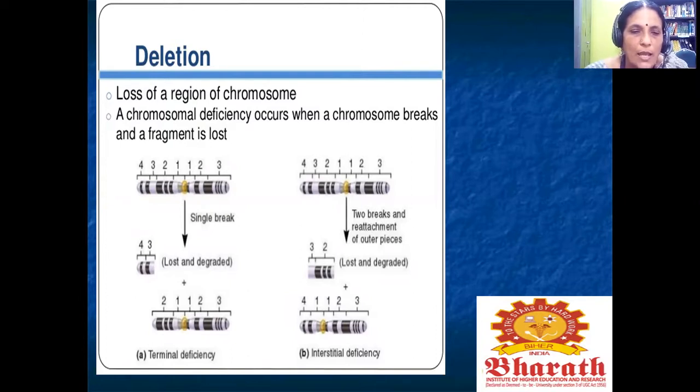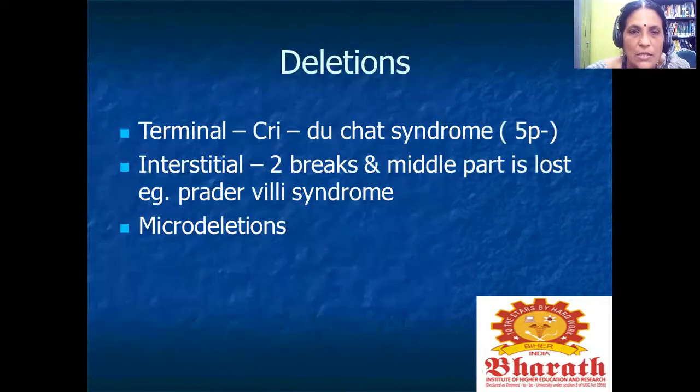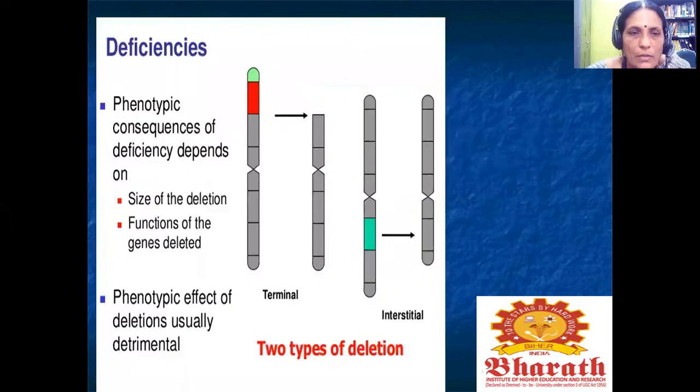First, the picture A shows the terminal deficiency. In the chromosome, a single break occurs, and the loss and degradation produce the terminal deficiency. In the case of interstitial, there are two breaks and reattachment of the outer pieces, so loss and degradation produce an interstitial deficiency. Terminal deletion occurs at the terminal and produces Cri-du-chat syndrome. For interstitial, there are two breaks and the middle part is lost. An example is Prader-Willi syndrome, and another is microdeletions.